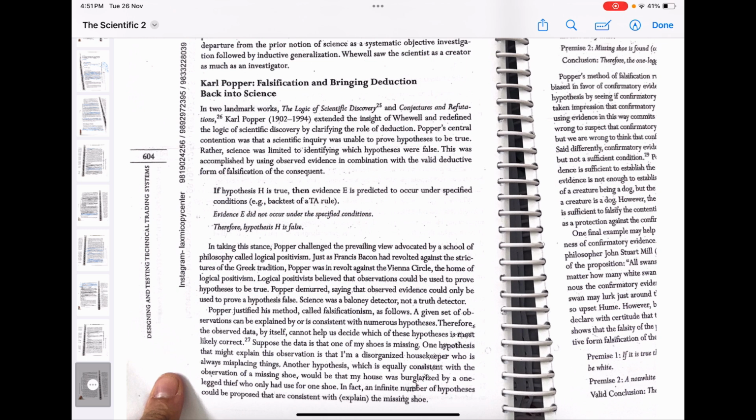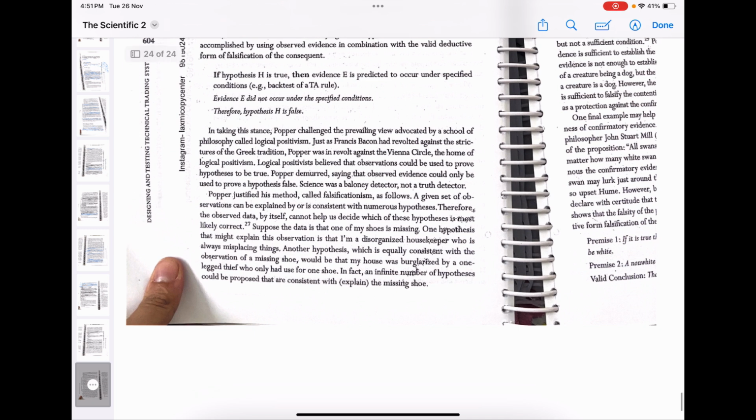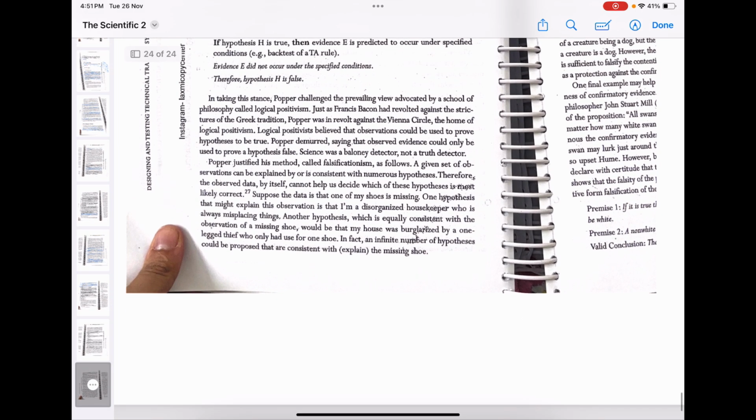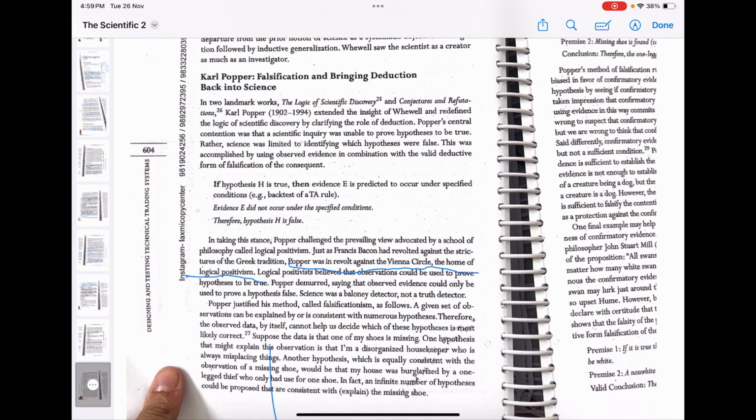If hypothesis H is true, then evidence E is predicted to occur under specified conditions. Evidence E did not occur under specified conditions. Therefore, hypothesis H is false. In taking this stance, Popper challenged the prevailing view advocated by a school of philosophy called logical positivism. Just as Bacon had revolted against the strictures of Greek tradition, Popper was in revolt against the Vienna Circle, the home of logical positivism. So, who were the logical positivists?